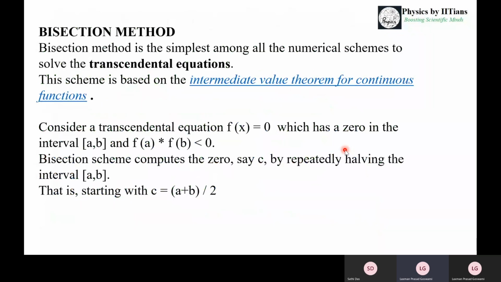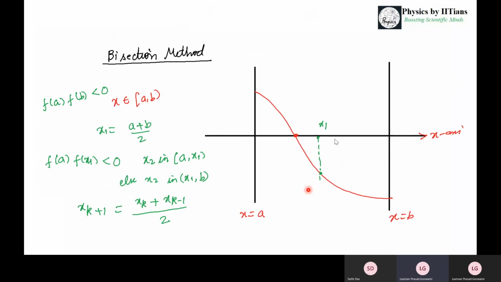The first topic of today's video is the bisection method. Bisection, as the name suggests, divides the two endpoints at the middle. From this figure, you can easily understand. Suppose this is our function. We are trying to find the value between x equal to a and x equal to b. We want to find where this curve meets the x-axis. This is our actual solution, and we want to find it using the bisection method.